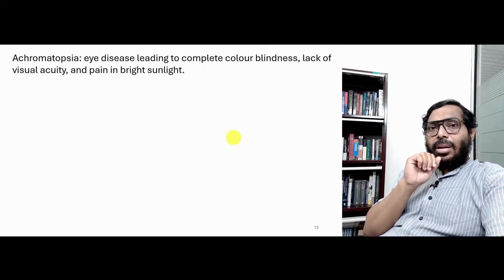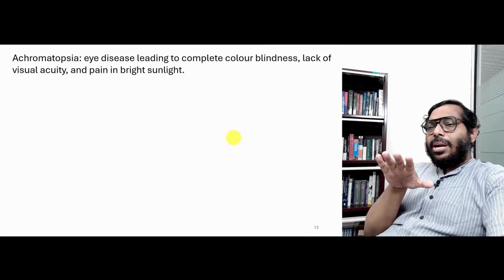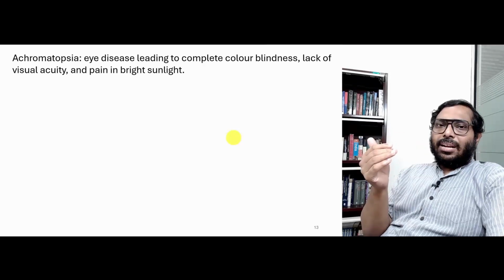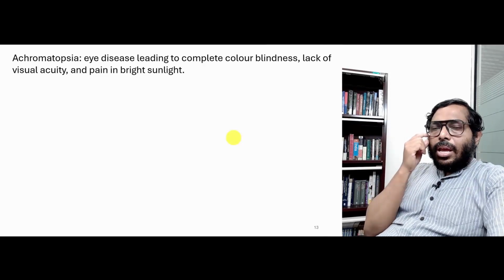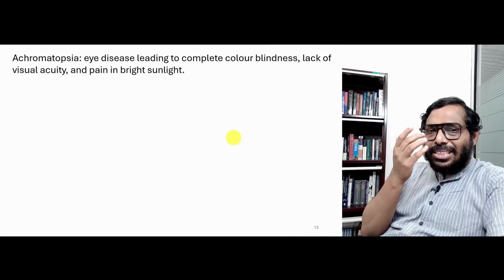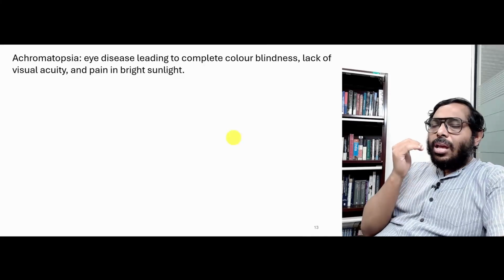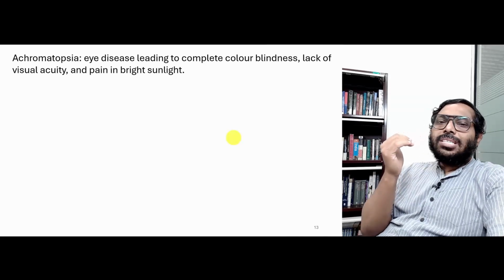And more importantly, if it were just seeing in black and white, it would have been bad, but in reality it is way worse than that. These people, their visual acuity, which means how sharply they see something, is really bad, and more importantly, they cannot go out in sunlight.